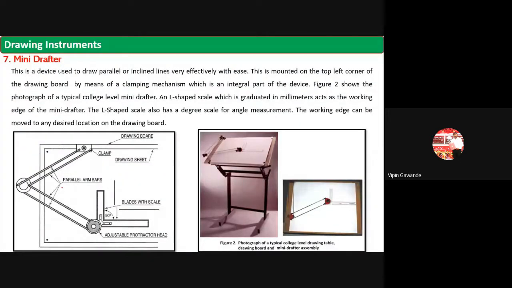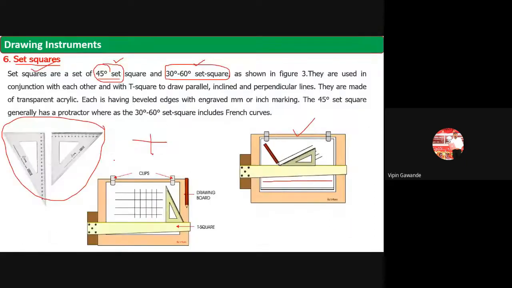Now the combination of all these, the compass, then the scale, all these things are there. That is in the form of the mini drafter. So the mini drafter replaces the combination of the T square and this set square.